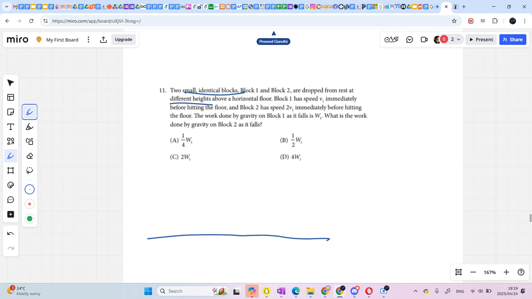So we know that they're both starting from rest, and what we can do is let's do a little diagram here. Right here, we have block 1, V1.